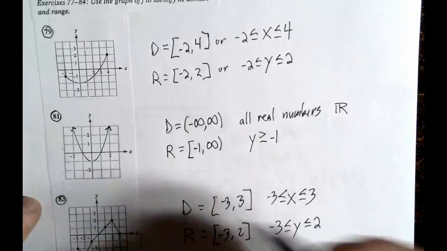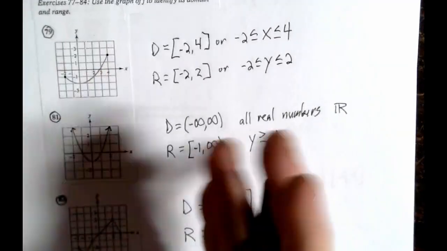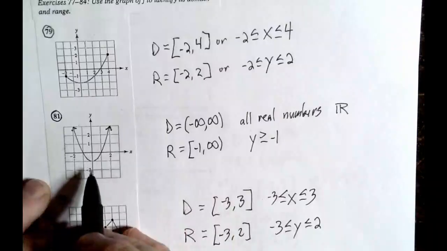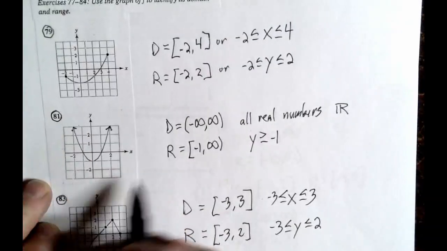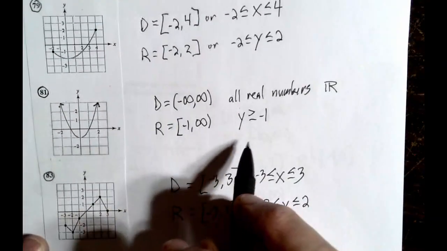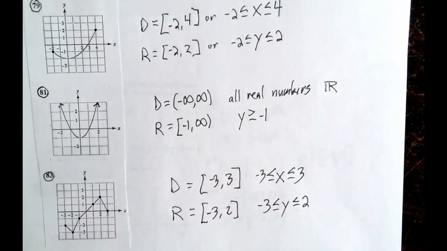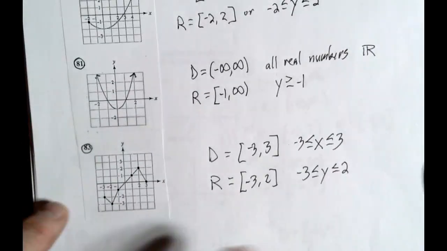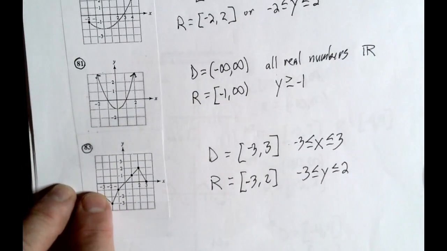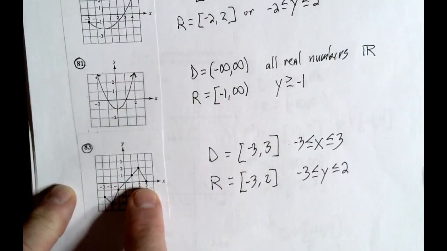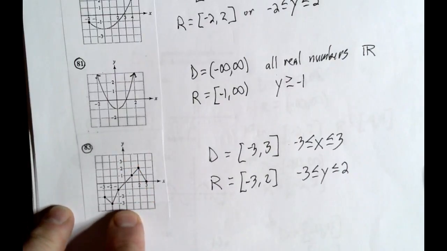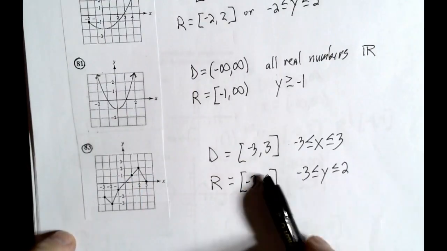And now your range, notice when you squish it onto the y-axis like a pancake, it hits at minus 1 and on up to infinity. So minus 1 to infinity, or y greater than or equal to minus 1. 83, your domain, it goes as far left as minus 3 and as far right as positive 2. And it goes as low as minus 3 and as high as positive 2. So there's your domain and range for those guys.